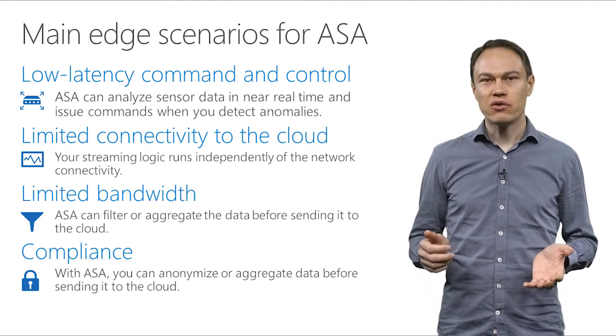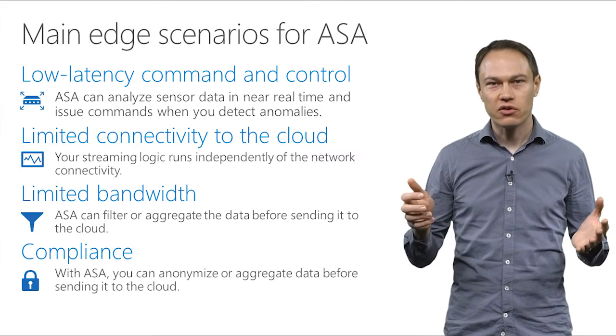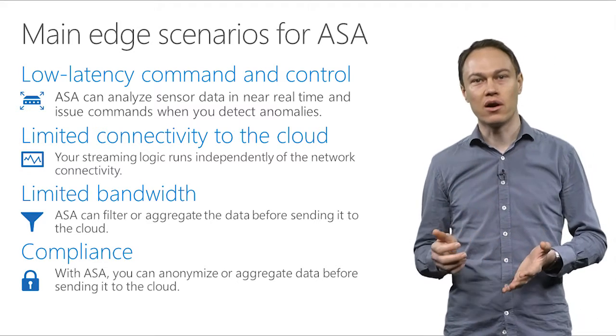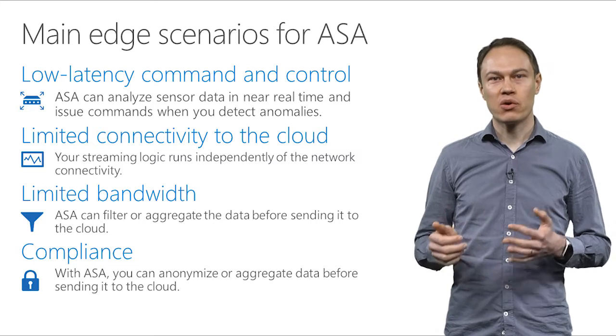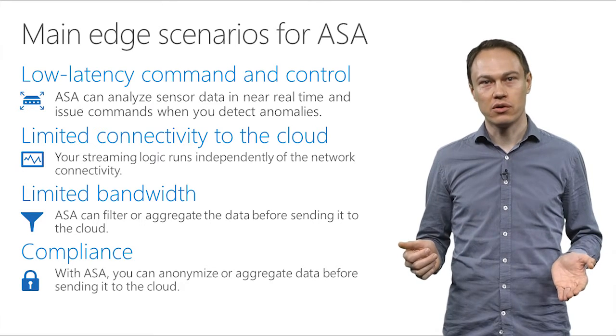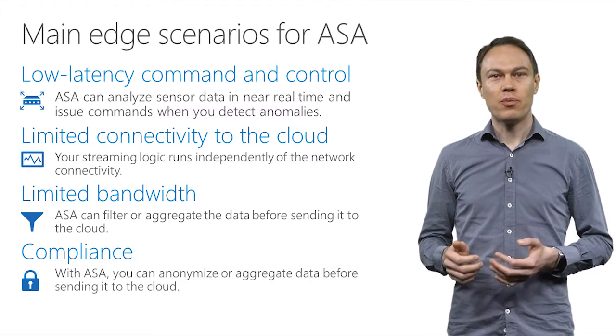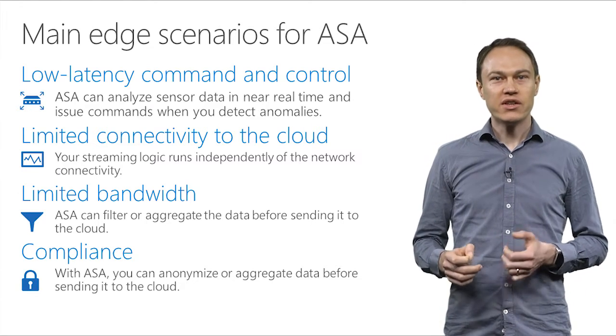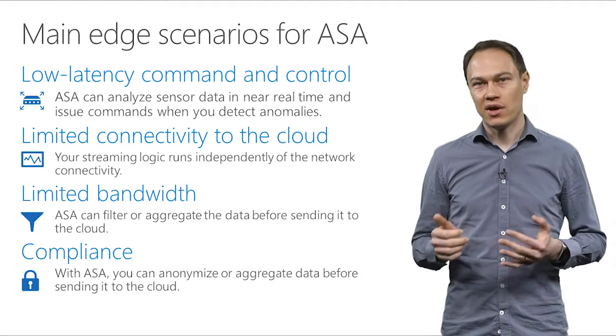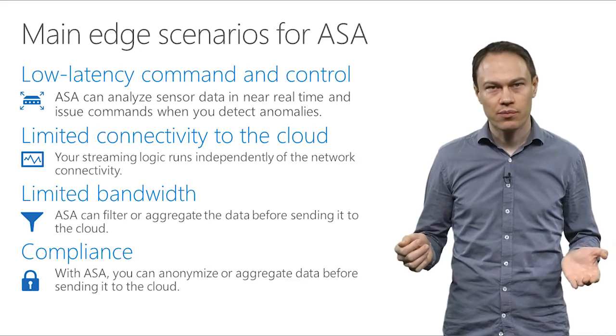Similarly, if you have limited bandwidth, but the sensor is generating a lot of data, such as manufacturing equipment or connected cars, ASA can filter or aggregate the data before sending it to the cloud. Finally, in compliance scenarios, you can filter, anonymize, or aggregate the data with ASA before sending it to the cloud.